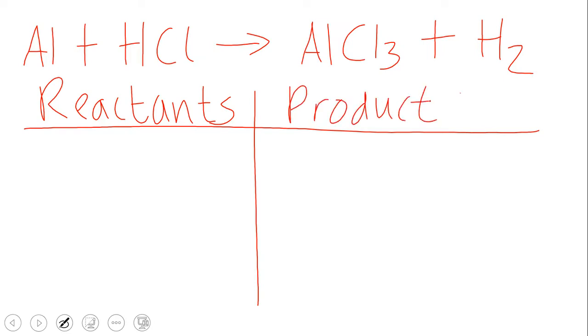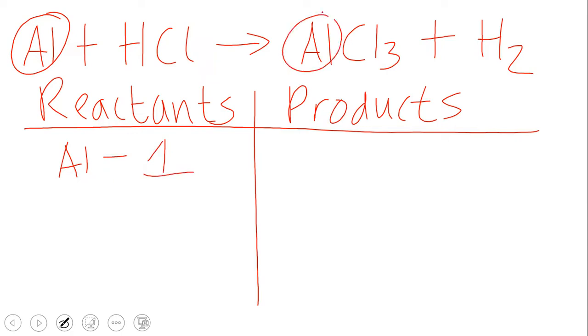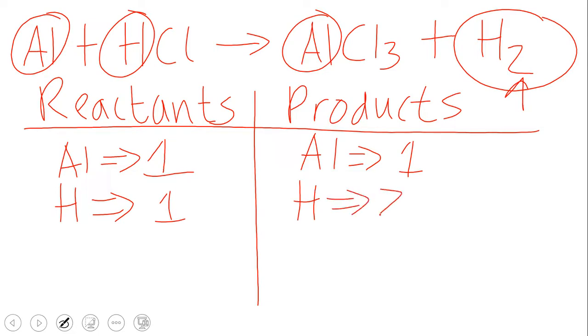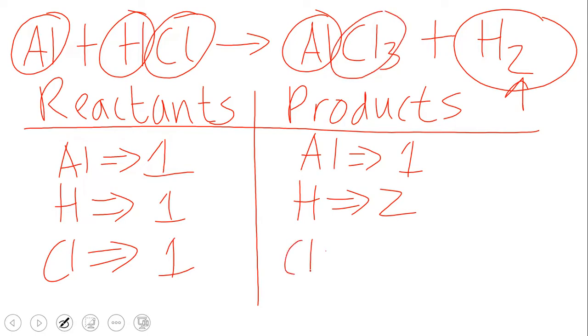If we notice carefully, for Al on this side we only have one, and for Al on this side we only have one, so that's good. For hydrogen on this side we have one, and for hydrogen on this side there's two. For Cl, chloride, on the reactant side we have one, and for Cl on the product side we have three.